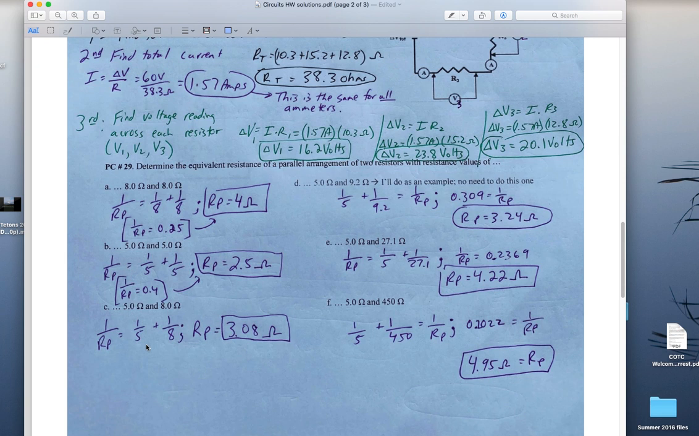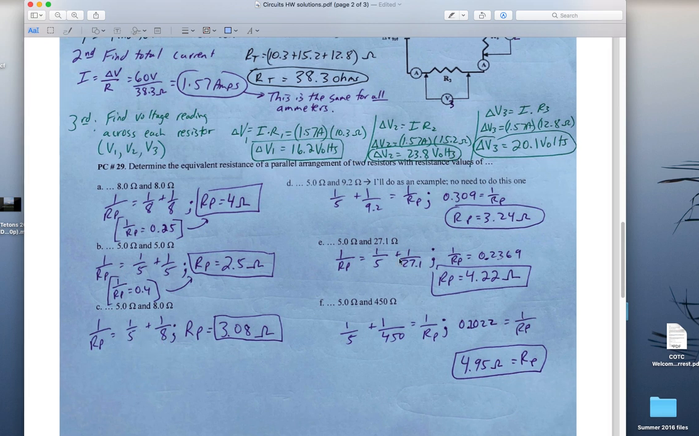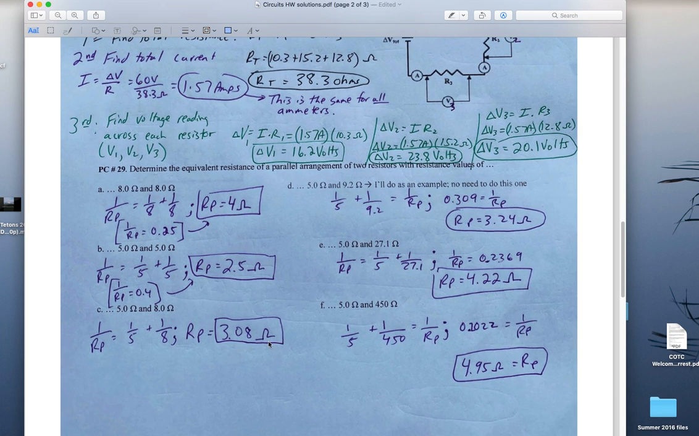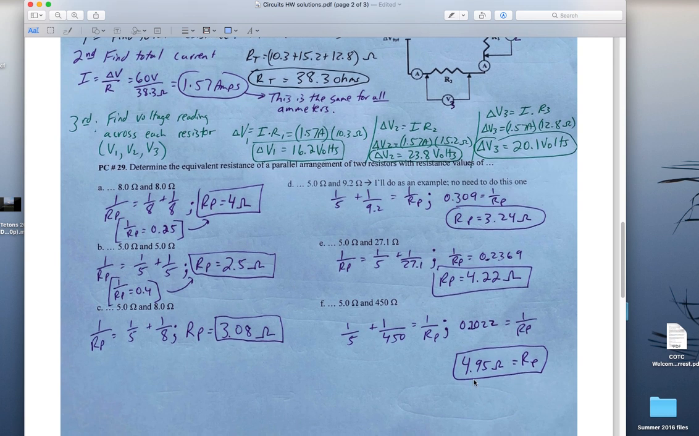Now for C, D, E, and F, you've got a 5 ohm resistor in parallel with other resistors which are continually increasing from 8 to 9.2 to 27.1 to 450. Your resistance does increase as the second branch resistance increases. So it goes from 3.08 to 3.24 to 4.22 to 4.95. But notice, even when this second path gets a very high resistance, meaning very little current goes through it, the total resistance is still less than 5 ohms.